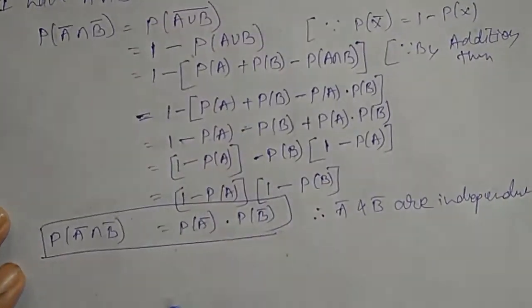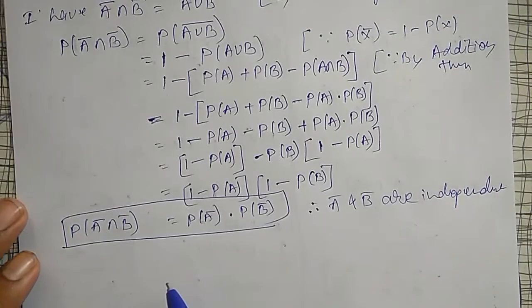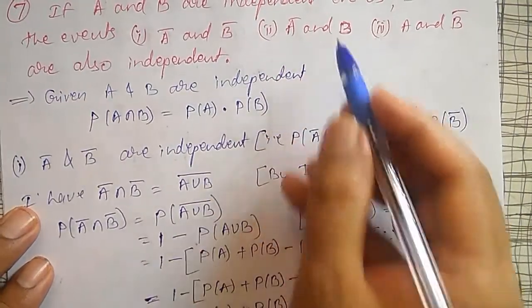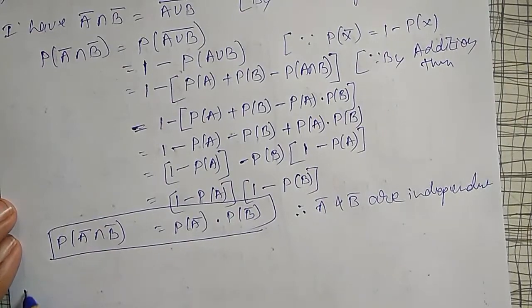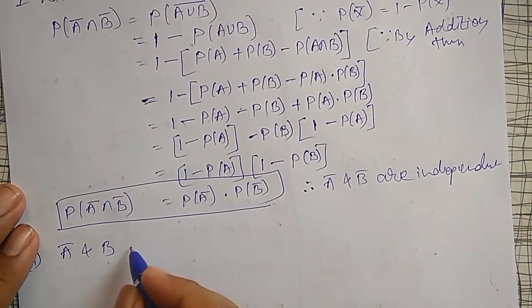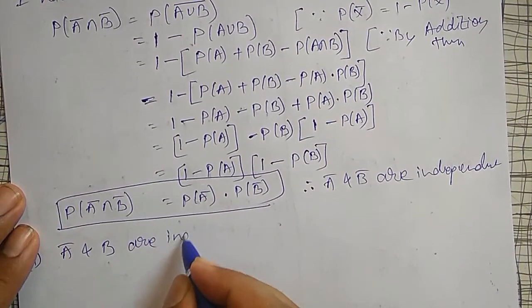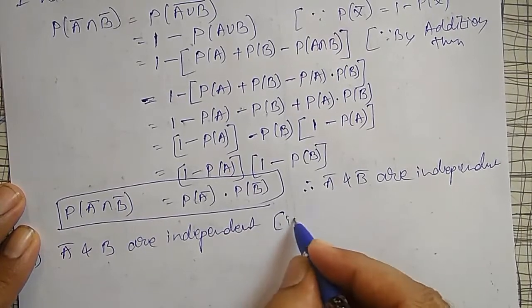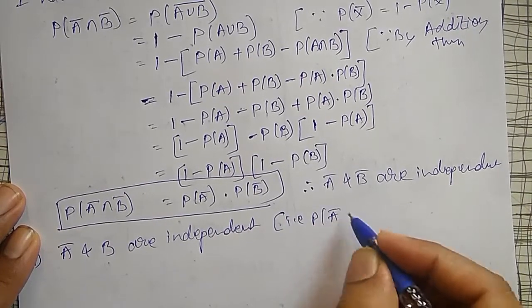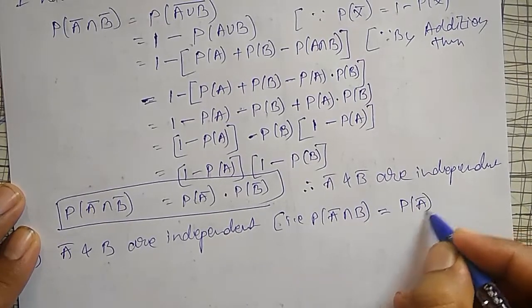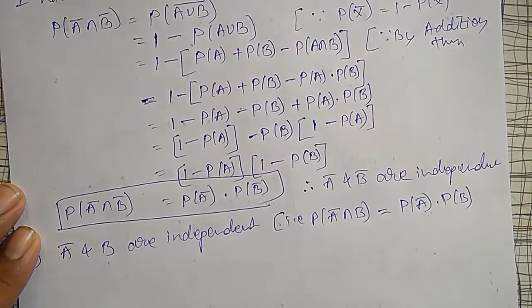Okay, now the second case I will prove. What is the second case? I have to prove A bar and B are independent. That is, I have to prove probability of A bar intersection B is equal to probability of A bar into probability of B.